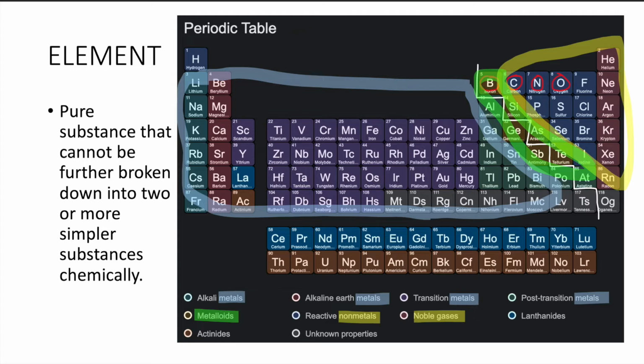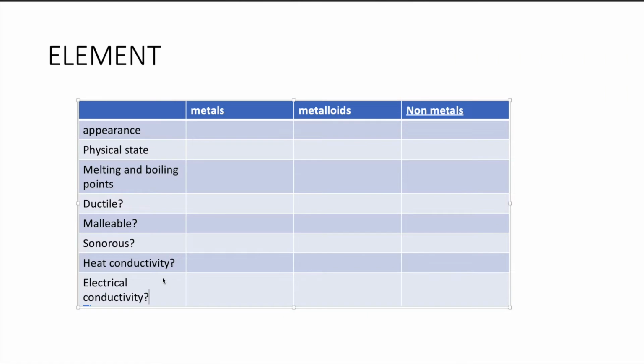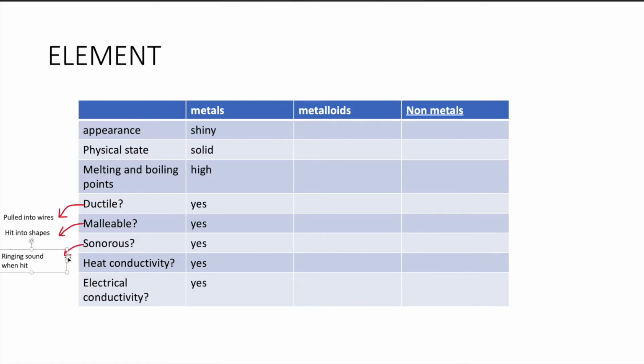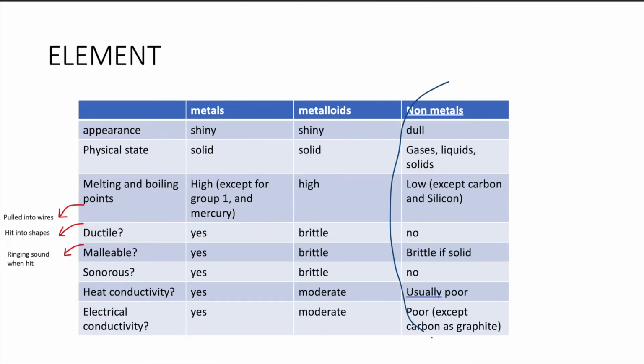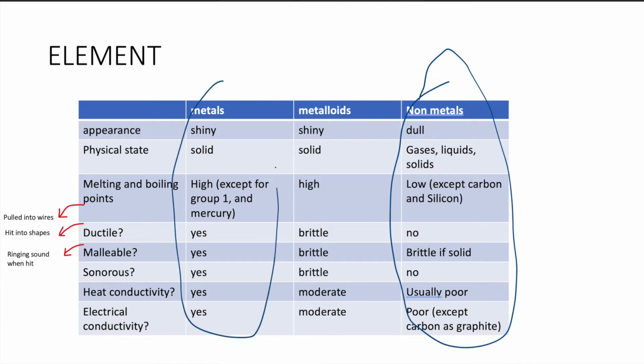And metals have these properties and vocabulary like ductile, being able to be pulled and drawn into wires; malleable, being able to be hammered and hit into different shapes; and sonorous, sono means sound, giving a ringing sound when struck. And these are the properties for the non-metals and metalloids. And in chemistry, there's more emphasis on just metals and non-metals.